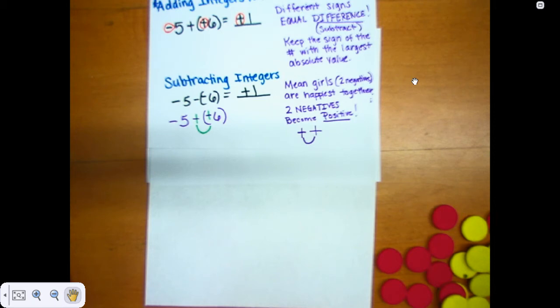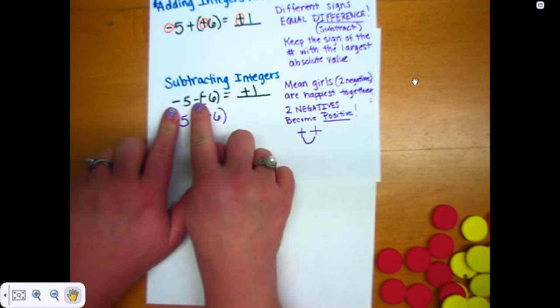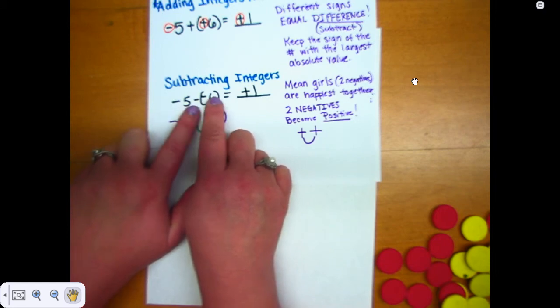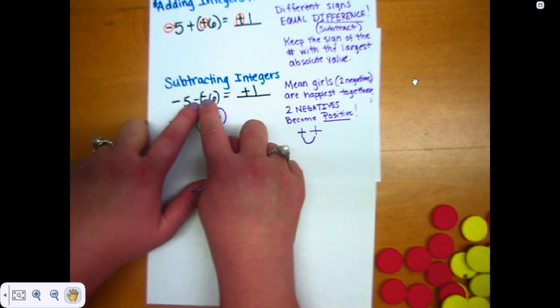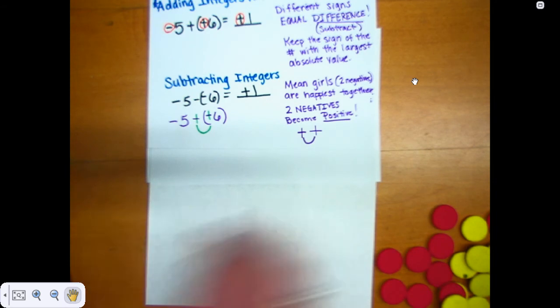So if you hear me refer to Mean Girls, I'm talking about those double negatives, 2 negatives right beside each other. Now, if this was negative and this was a plus sign, you wouldn't have 2 negatives right next to each other. It has to be a negative and a negative like this to become positive. Let's try this out.